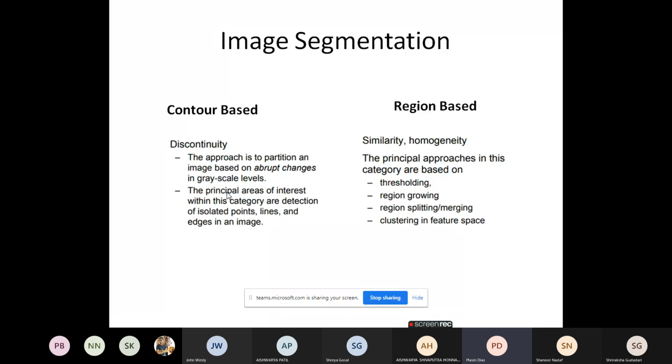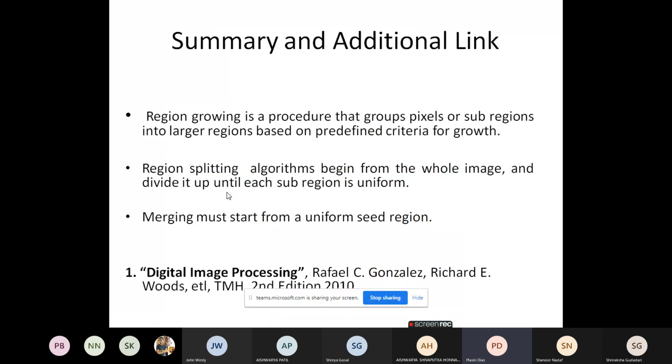Fine. So what can we conclude from today's class? One is region growing, wherein you consider a pixel or sub-regions which are grown into larger regions based on some criteria. When we go for region splitting, we begin from a whole image and try to divide it into sub-regions. And merging must start from uniform seed regions. I hope the things are very clear.